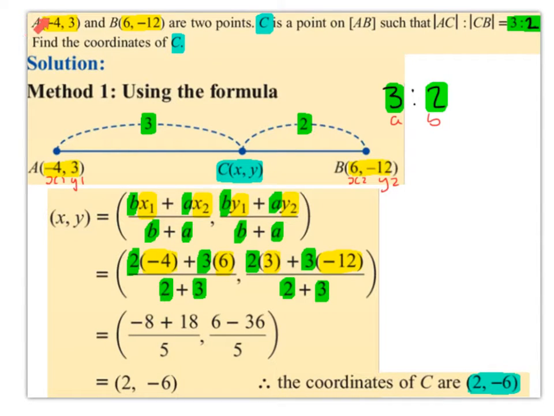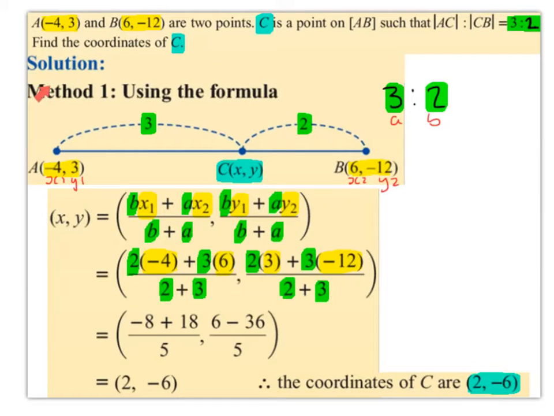A (minus 4, 3) and B (6, minus 12) are 2 points. C is a point on AB, so on the line AB, such that AC to CB is equal to 3 to 2. So the ratio is 3 to 2, 3 parts to 2 parts. Find the coordinates of C.